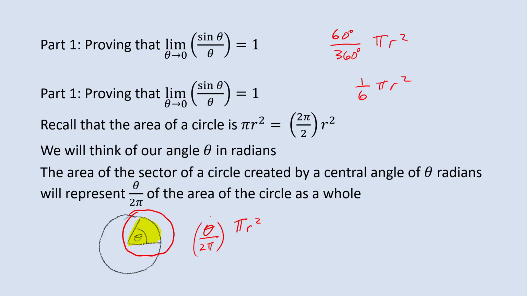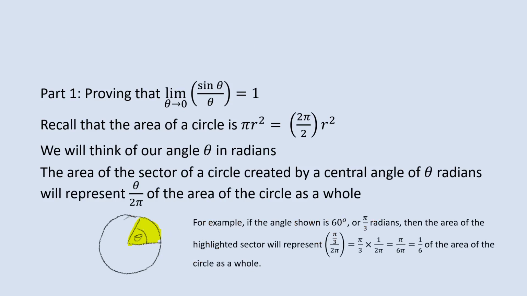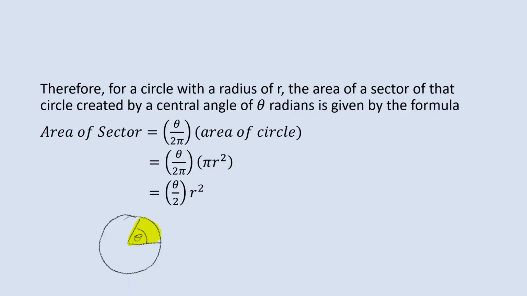Well, that's what we're doing here. We're measuring theta in radians, and 2 pi is equal to 360 degrees. So whatever that measurement is in radians, theta over 2 pi times pi r squared will represent the area of that sector. And the pi's will cancel out here. So if we're measuring theta in radians, we can say that the area of the sector is theta over 2 times r squared. A little bit more of a description of that is shown on the bottom of your screen. This is the statement that we're going to go with from here: the area of that yellow sector is theta over 2 times r squared.